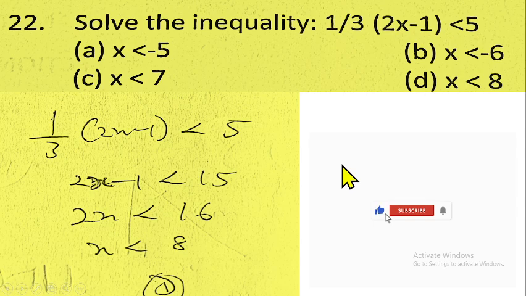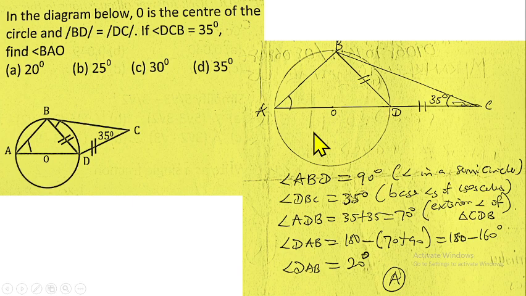Question number 23 is on circle geometry as well. In the diagram below, O is the center of the circle and side BD is equal to side BC. Angle DCB is 35 degrees. This angle here is 35 degrees. Find angle BAO.